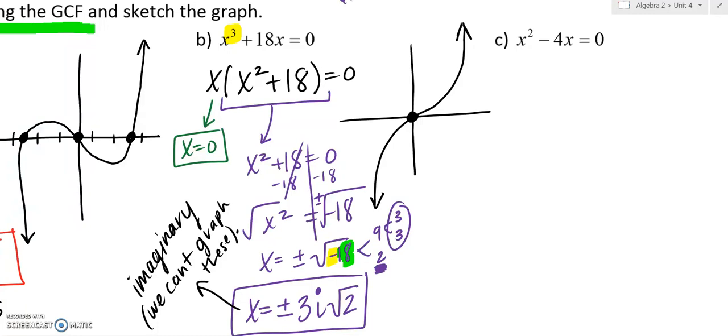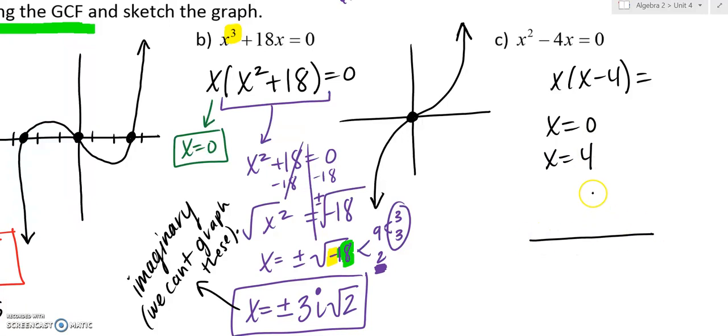Problem C is very similar. I would pause the video at this time and try it out. It looks like you will get the solution of x is equal to 0 and x is equal to 4. Your graph is going to look like a parabola that looks something like this. So make sure you're able to do those on your own and you can get that answer.